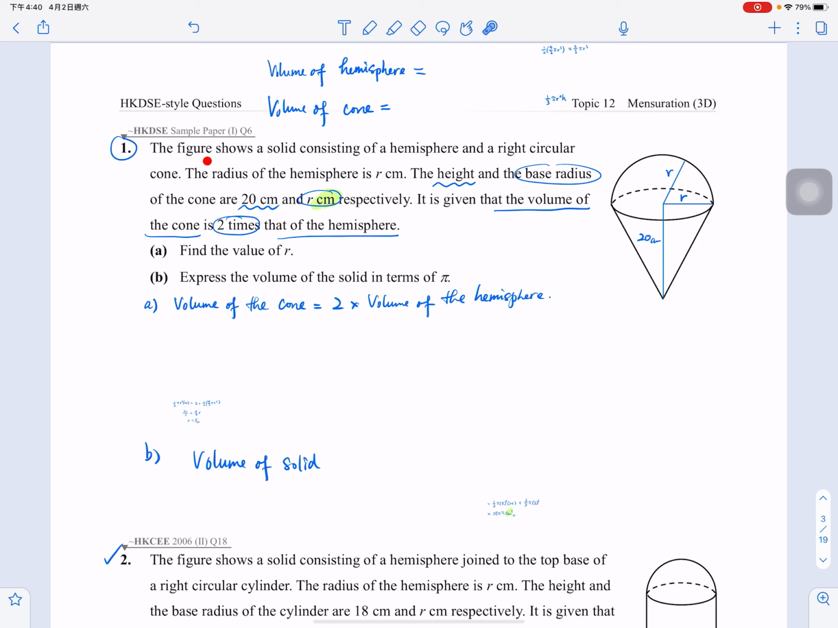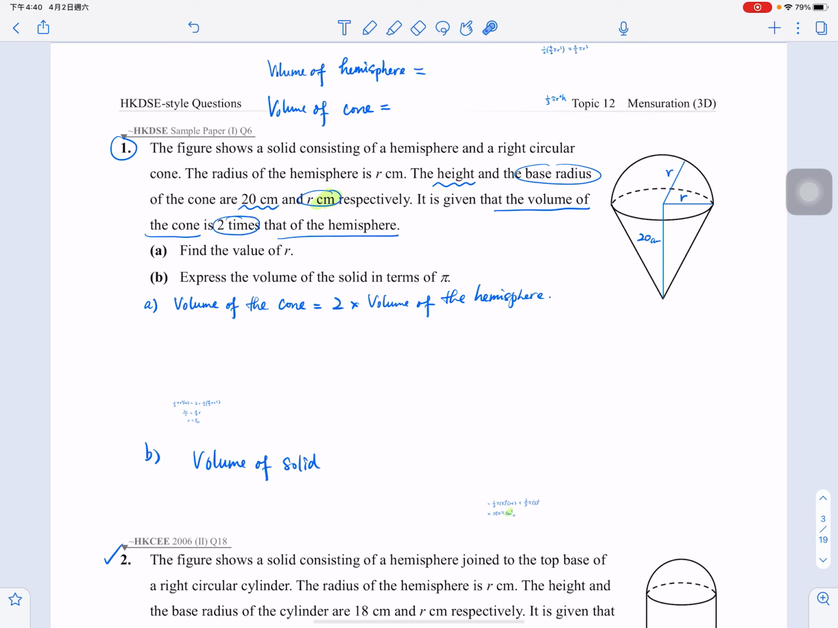Here, the figure shows a solid consisting of a hemisphere and a right circular cone. That means like this, like an ice cream, right? The radius of the hemisphere is r cm, so I write here r cm. And remember, for a hemisphere, here is r, here's r. Whatever starts from the center of the hemisphere or sphere to the circumference of the hemisphere is the radius. And the height and the base of the cone are 20 cm and r cm.